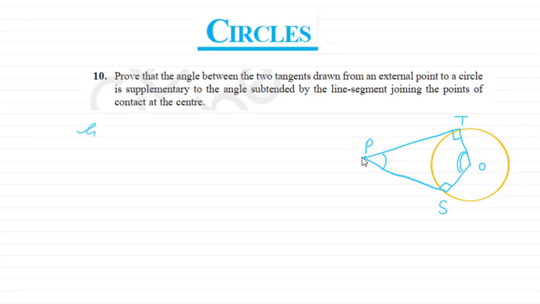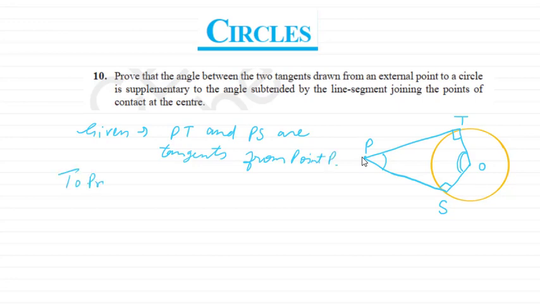Okay, so here given, what is given? PT and PS are tangents from point P. This is given, and here we have to prove that angle P plus angle TOS is equal to 180 degrees. So to prove this, what we will do, this question is very simple. The only problem is with the figure. If we will be able to draw this figure, then the question will be very easy.